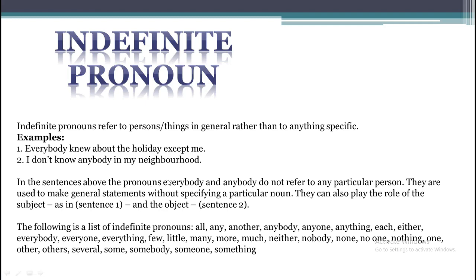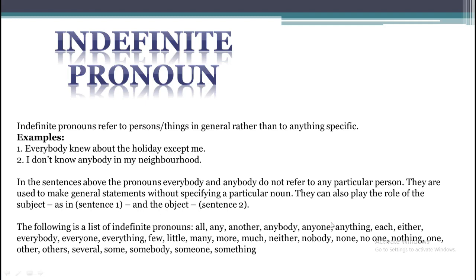Now in the sentences above, the pronouns everybody and anybody do not refer to any particular person. They are used to make general statements without a specific noun. They can also play the role of subject and object. So indefinite pronoun can be anything. It could be a subject, it could be an object. But the main thing is that it does not point out one particular thing. It talks about general things.